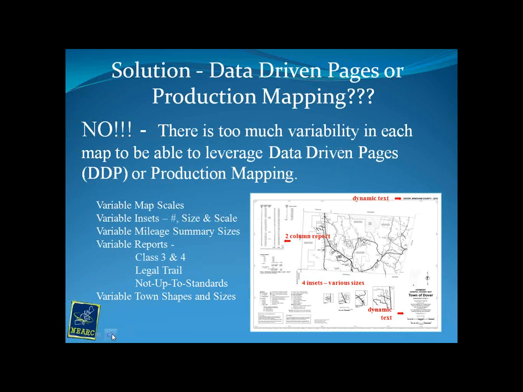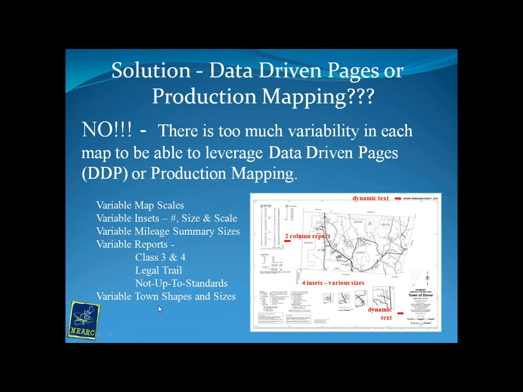So ESRI had developed two very promising products, data-driven pages and production mapping, that could potentially have helped us with our problem, but each town would be different enough that there was too much variability, so we couldn't use data-driven pages, which would automatically make a new page for each town, and production mapping was not able to do the tables that we were wanting, the mileage tables.